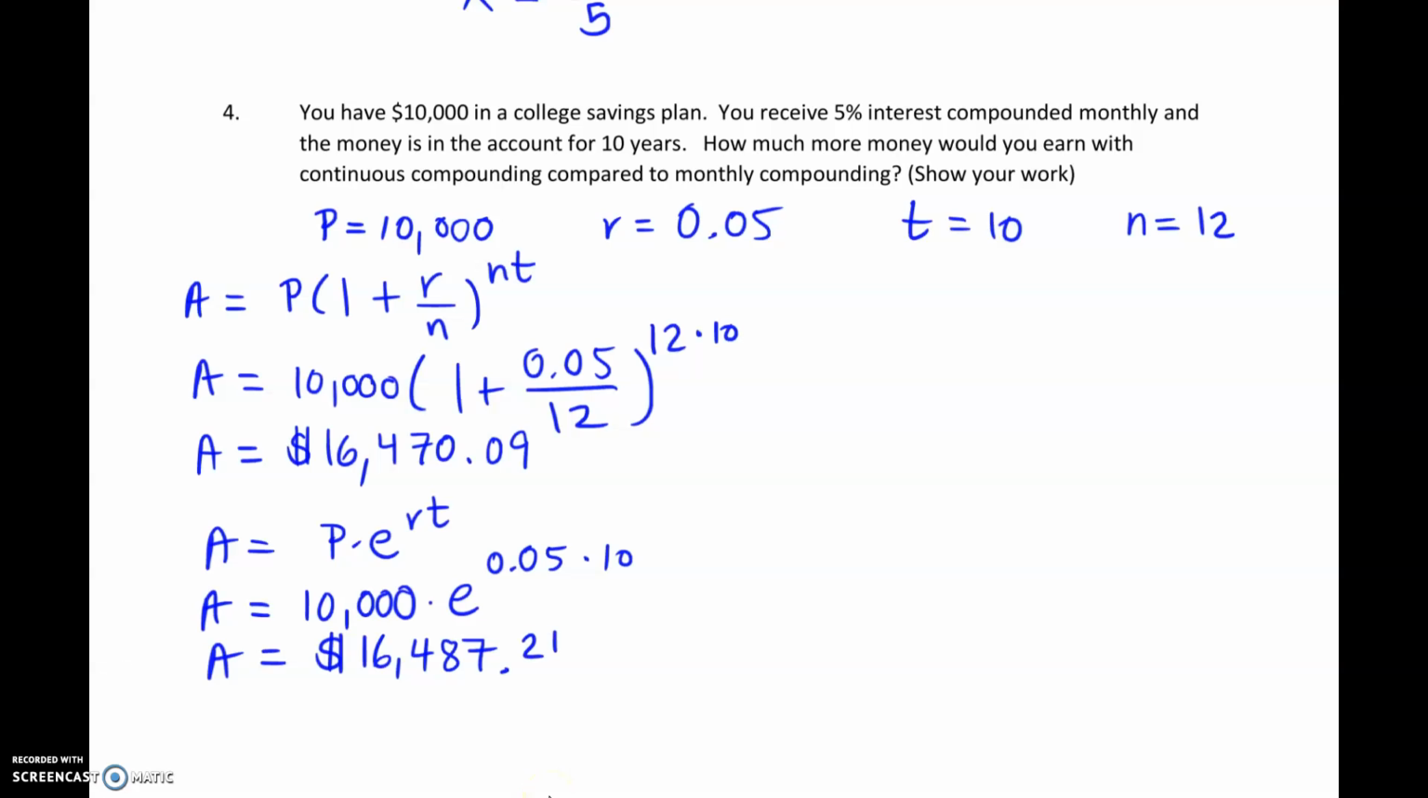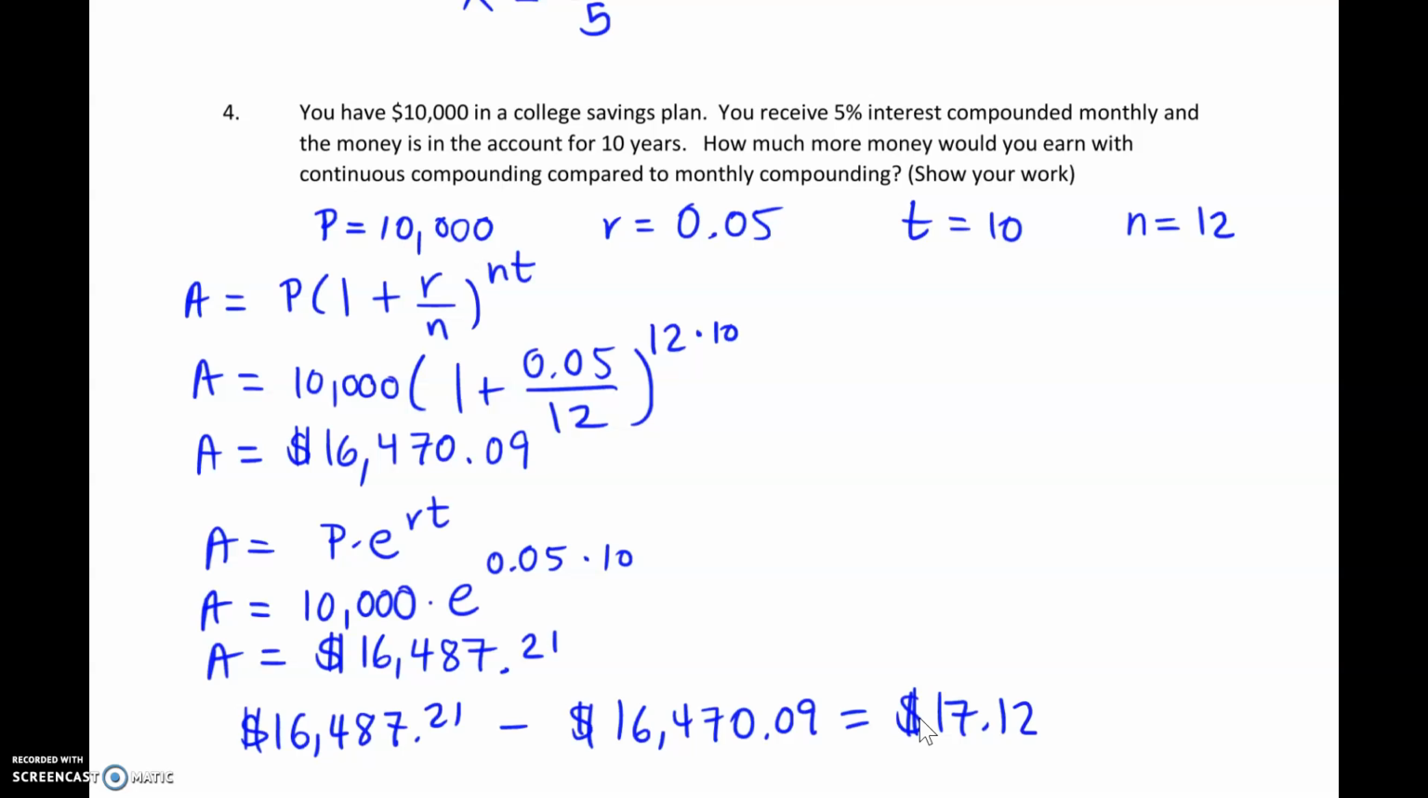The question was, how much more money would you earn with continuous compounding? So the last thing we are calculating is the difference of our two values. So $16,487.21 minus $16,470.09, and that is equal to $17.12.